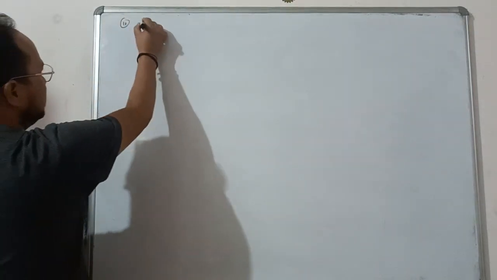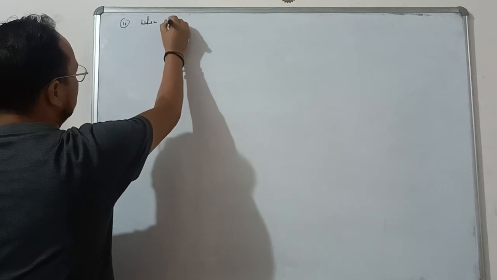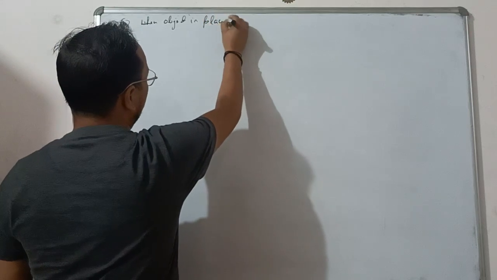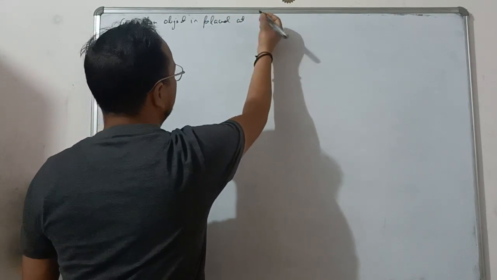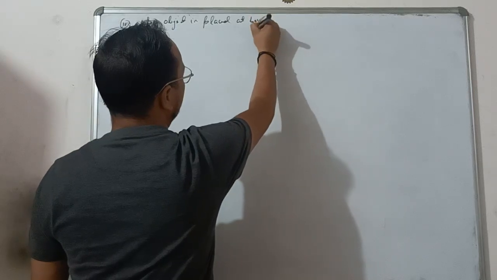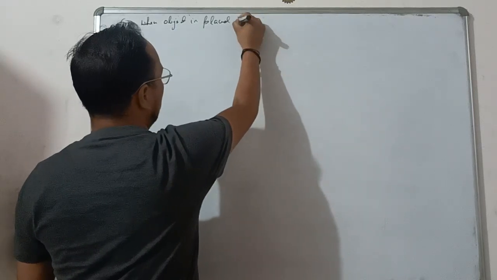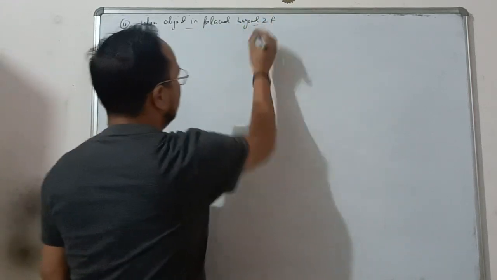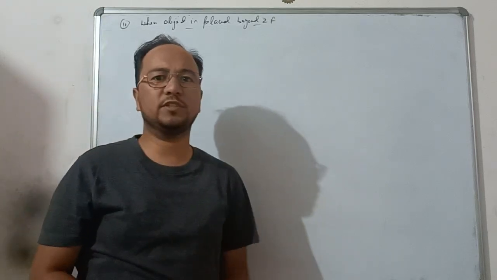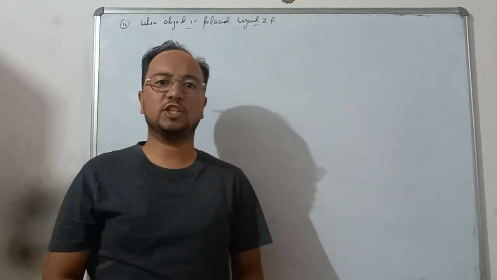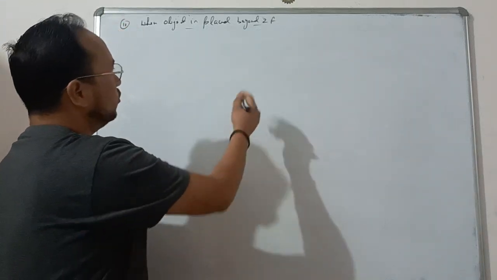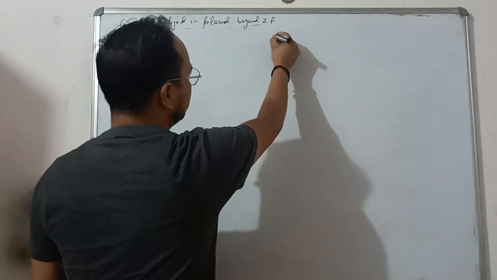Now, the second case is when the object is placed at 2f or beyond 2f. When the object is placed beyond 2f, in this case we have to draw the image formation and then also discuss the nature of the image formed by the convex lens. So first of all, we will go through the image formation using a ray diagram.